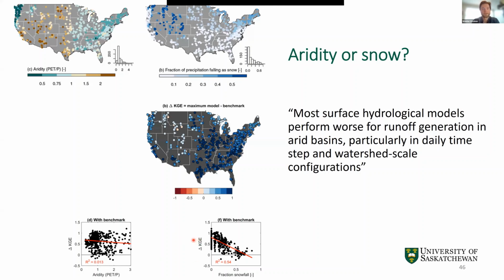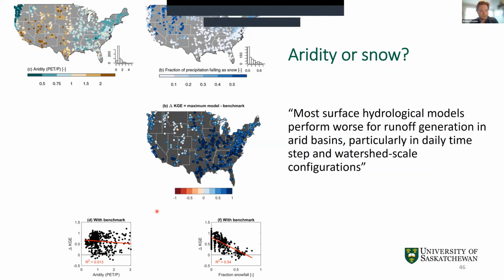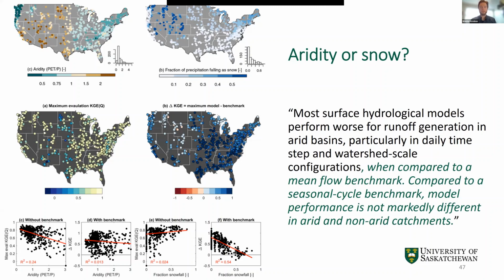But if we look at the aridity, again, aridity going that way and delta KGE being here, we see something that's quite interesting, because there doesn't really seem to be a relation there. The improvement over benchmark is quite similar, and it's not really explained by the aridity at all. So maybe this statement by Newman can be updated a little bit. Yes, most surface hydrological models perform worse for runoff generation in arid basins when you compare them to a mean flow benchmark. When you compare things to a seasonal cycle benchmark, model performance is not markedly different in arid and non-arid catchments.